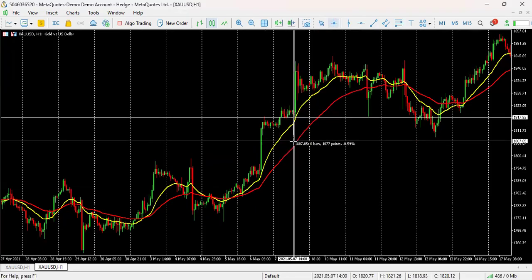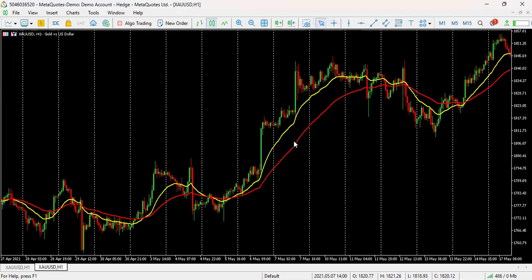Even if it pulls down to here, it's not going to pull down 340 pips, because for it to pull down 340 pips, that would say that the market doesn't have structure.